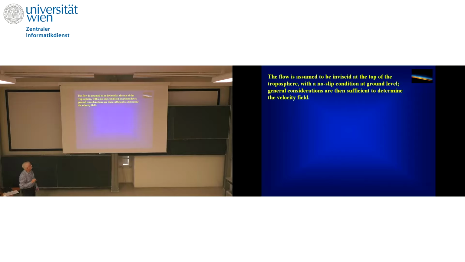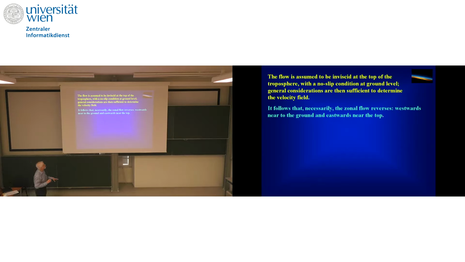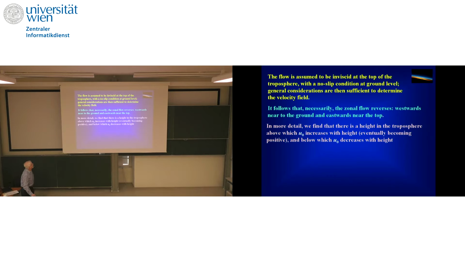General considerations are all that we require. It follows that necessarily the zonal flow must reverse. It's westwards near the ground and eastwards near the top. We don't need to write down explicit solutions to get this information out. In particular, in a little bit more detail, there is a height in the troposphere above which U0 increases with height and below which U0 decreases with height.